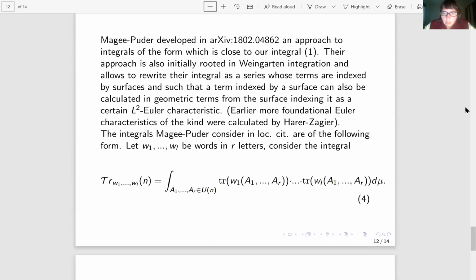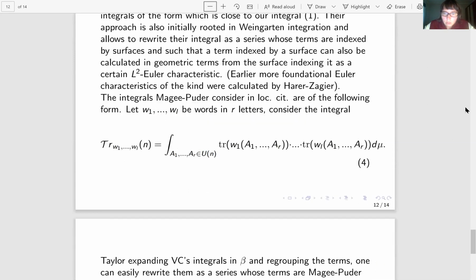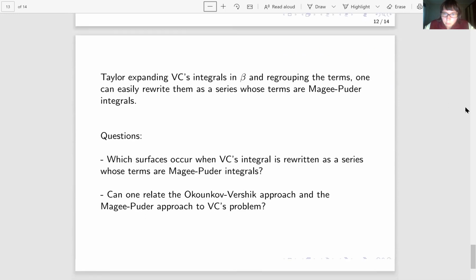And in these beautiful papers, they find a way to expand this kind of integral in a series, and this series is not just any series. It's indexed by some topological surfaces, and each coefficient of each of these terms is some L2 Euler characteristic of this surface with some map, maybe a self map of this surface. So it's a very beautiful thing.